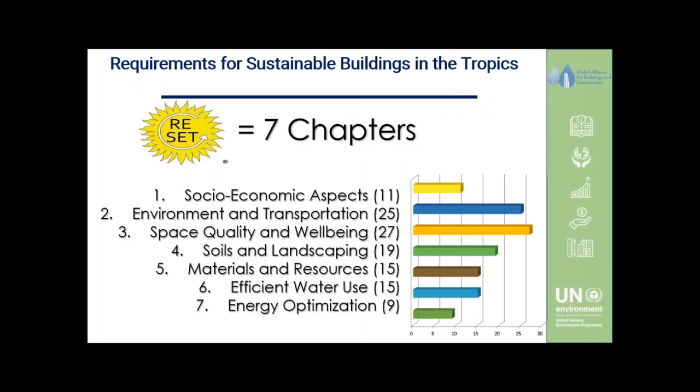Just to let you know, most of the standards are pretty recognized globally, like LEED and EDGE, but the requirements for sustainable buildings in the tropics is a specific standard that we have in Costa Rica, which has 7 chapters: socioeconomic aspects with 11 requirements, environment and transportation with 25 requirements, space quality and well-being with 27 requirements, soils and landscaping with 19 requirements, materials and resources with around 15 requirements, efficient water use with 15 requirements, and energy optimization. So those are the different things that we evaluate in this specific standard.